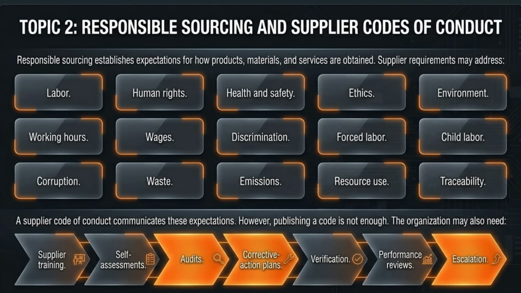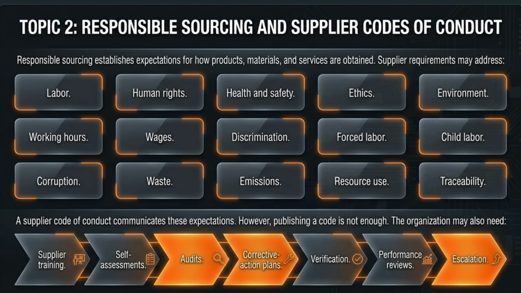Topic 2. Responsible sourcing and supplier codes of conduct. Responsible sourcing establishes expectations for how products, materials, and services are obtained. Supplier requirements may address labor, human rights, health and safety, ethics, environment, working hours, wages, discrimination, forced labor, child labor, corruption, waste, emissions, resource use, land use. A supplier code of conduct communicates these expectations.